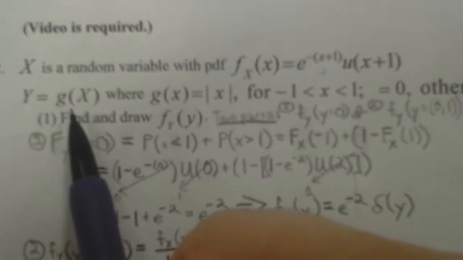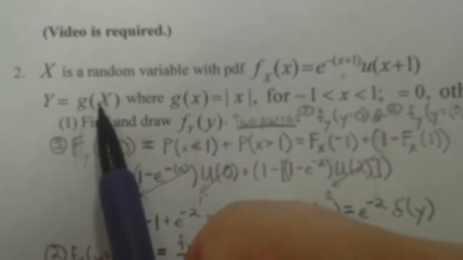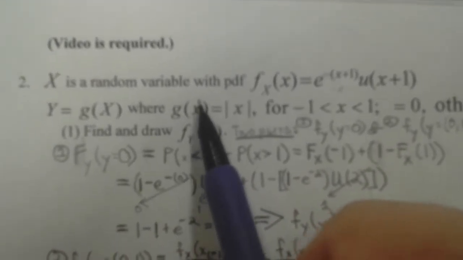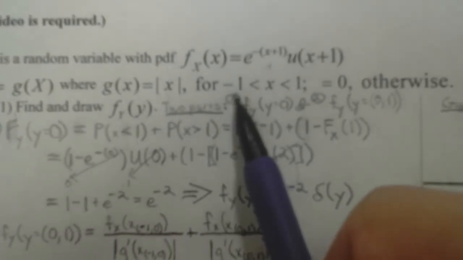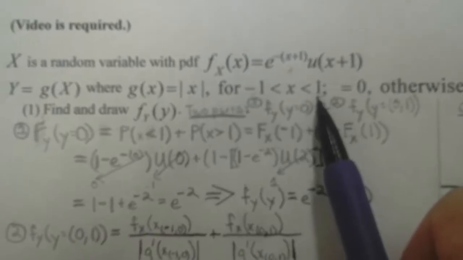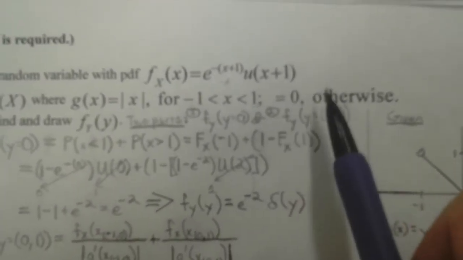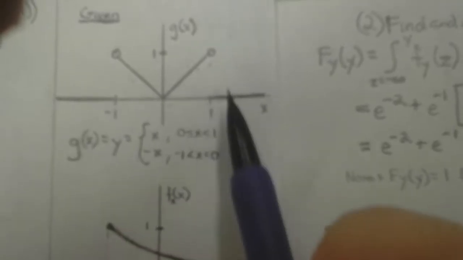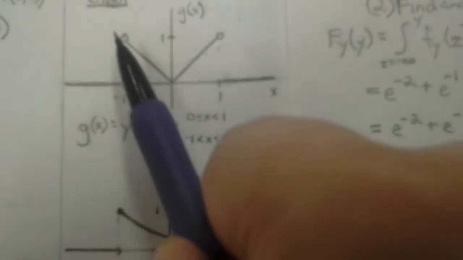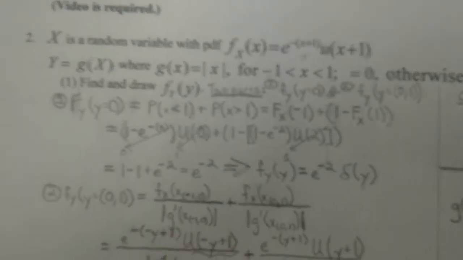we define the y specifically by a function g of x. All right? And g of x is defined by the absolute value of x between negative 1 and 1, not inclusive. It is 0 otherwise. And we actually drew out that function right here, so you can see it. It's 0 above 1, 0 below negative 1. Otherwise, it corresponds to these linear lines right here. All right? So that's what we have to begin with.